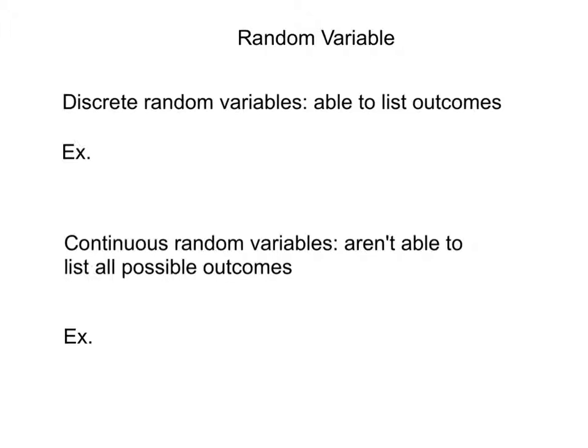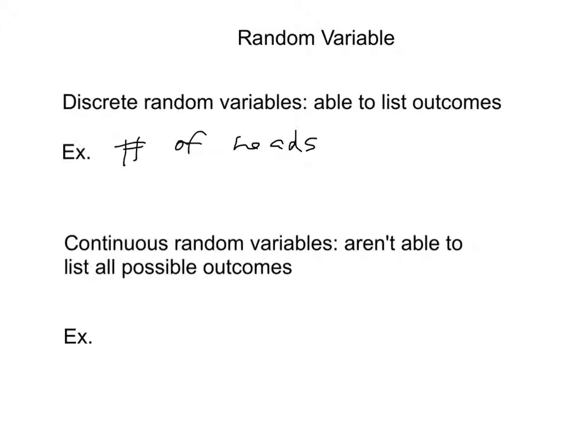An example of a discrete random variable would be the number of heads when you flip a coin. With that, it's a discrete random variable because you can only have a positive integer number of heads, or you can have zero. You can't have 3.5 heads out of 5 tosses.